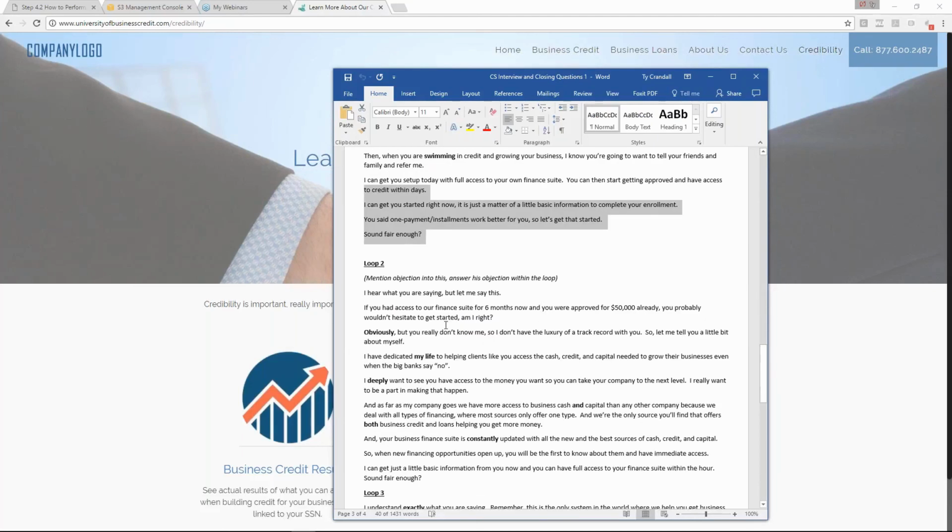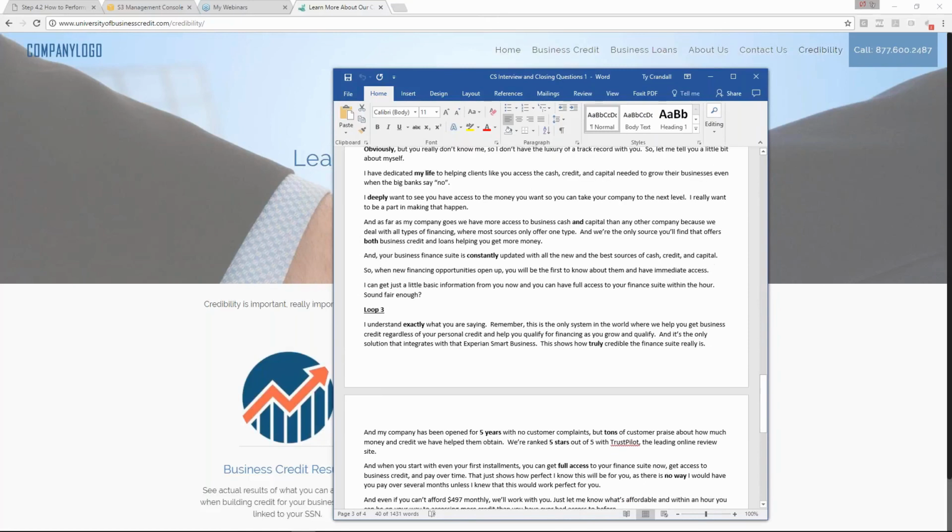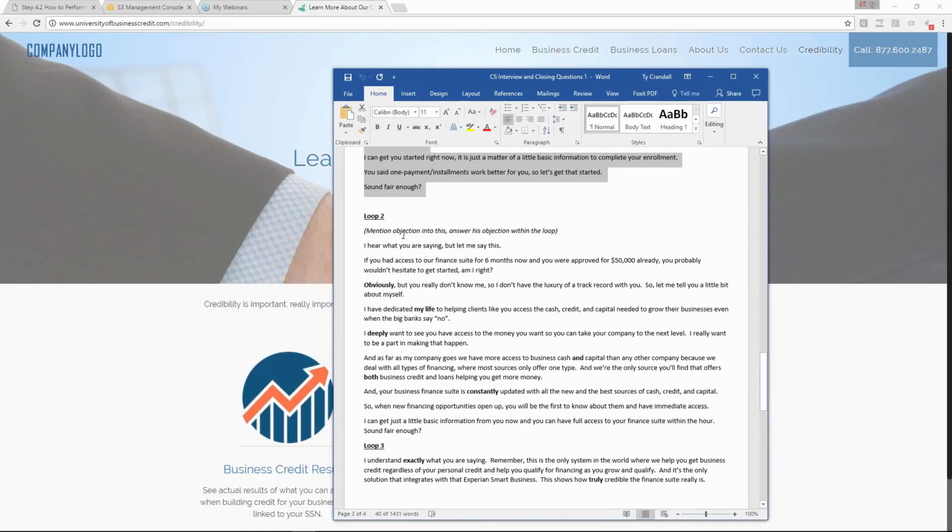Okay, doesn't work, loop 2. Doesn't work, loop 3. Okay, and so on and so on. And they're all pretty similar. So mention the objection in this answer. I answer this objection with the loop.